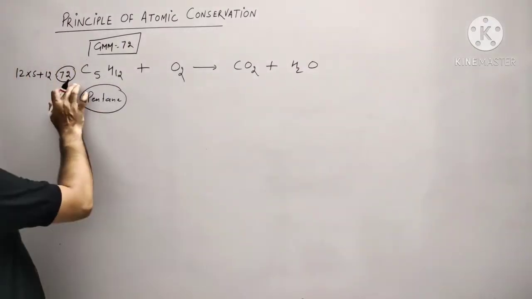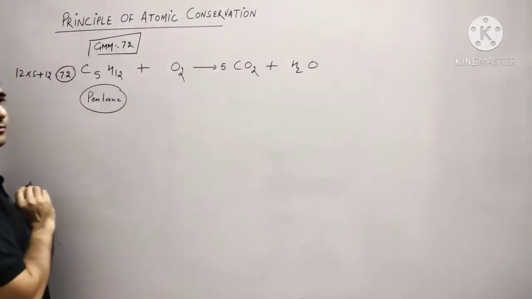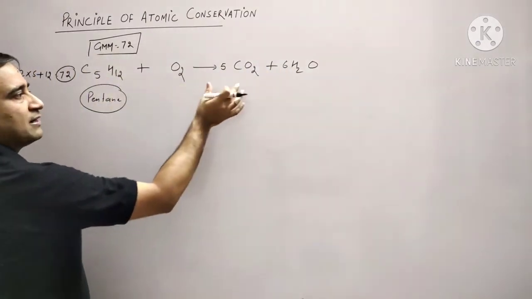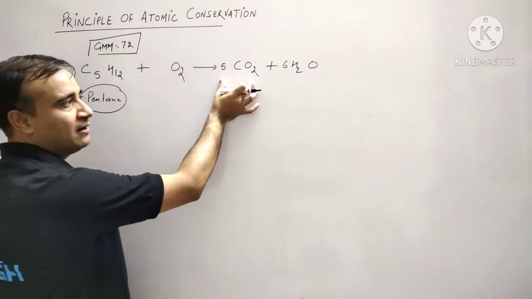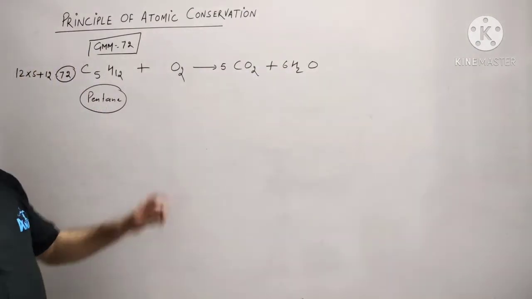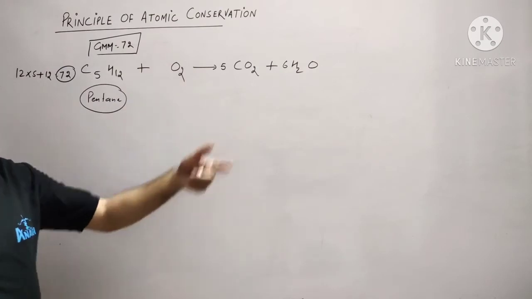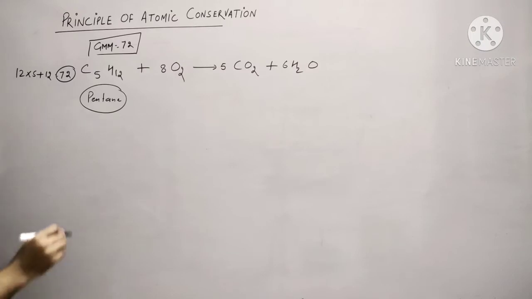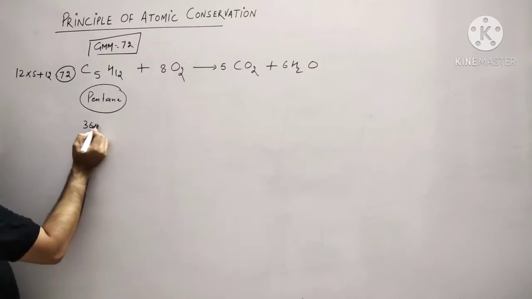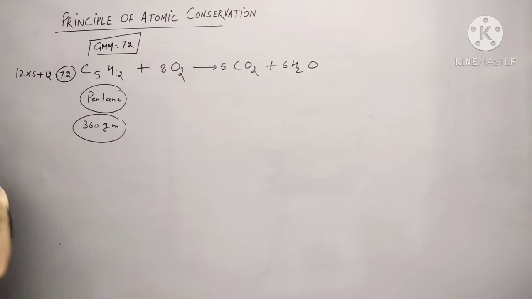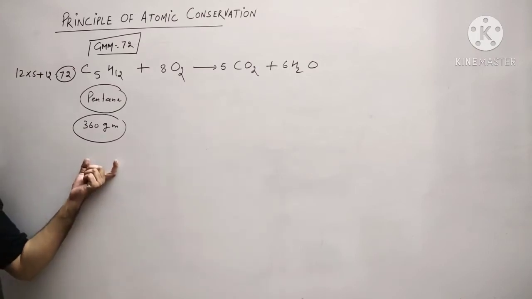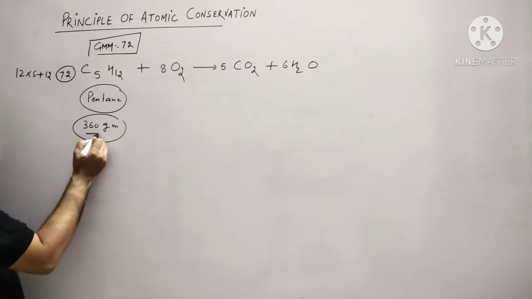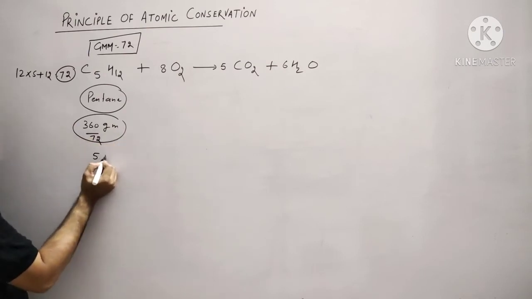Then 5 carbon, 5 CO2, 12 hydrogen atoms, 6 water, and what is the number of moles of oxygen atom? 10 plus 6, 16. And in the case of O2, the moles of O2 must be 16 by 2, that is 8. And in the given question, if 360 grams of pentane is given to us, it is equal to the number of moles, 5 moles.